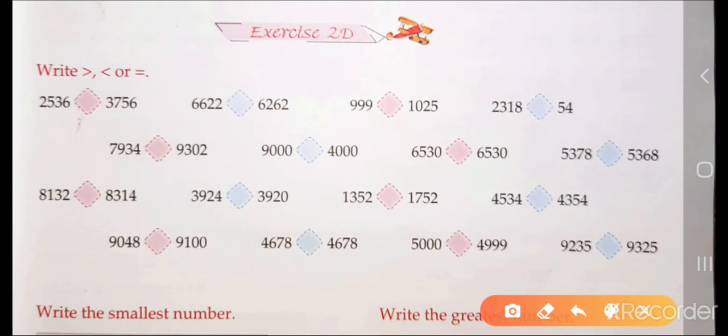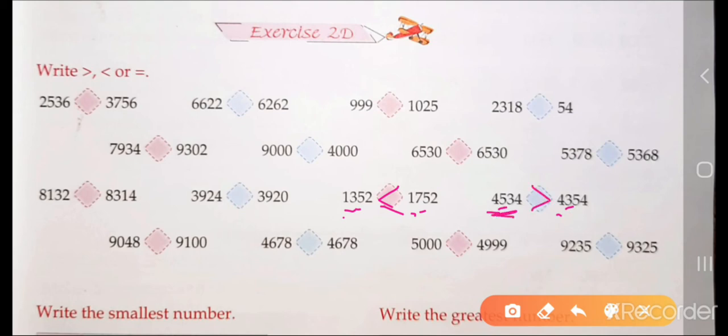Again the thousands place is equal, but the hundreds place is not equal. So which one is greater? Then 7 is greater than 3. So obviously this number will be greater. Okay. Again the thousands place is equal, but the hundreds place is not equal. So which one is greater? Then 5 is greater. Then this whole number will be greater.